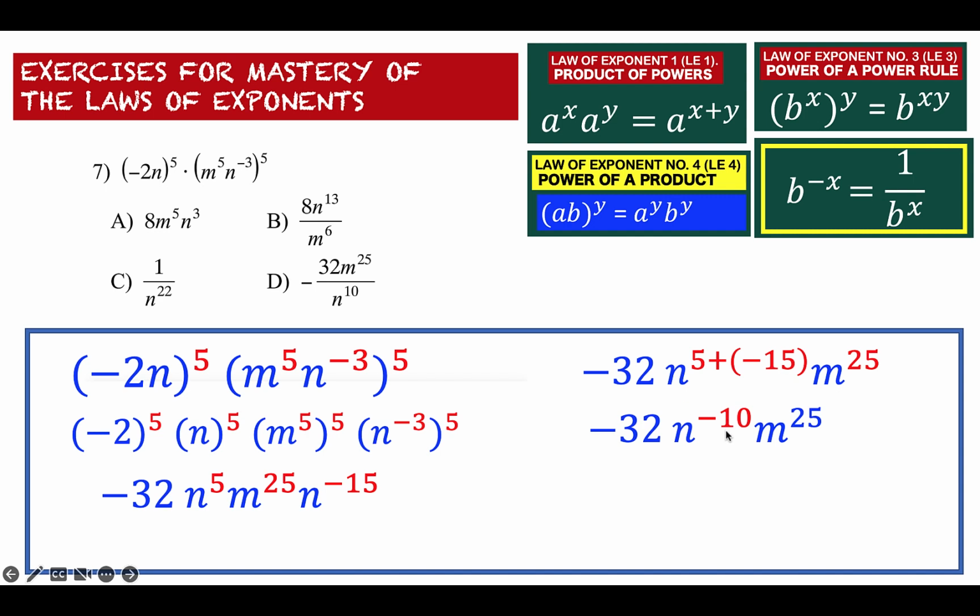Then when we have a negative exponent, we can make it positive using this conversion formula from negative to positive exponent. So this n raised to negative 10 becomes the denominator, but now with a positive exponent. So this is the result. Copy negative 32 m to the 5th all over n to positive 10. And that is letter D.